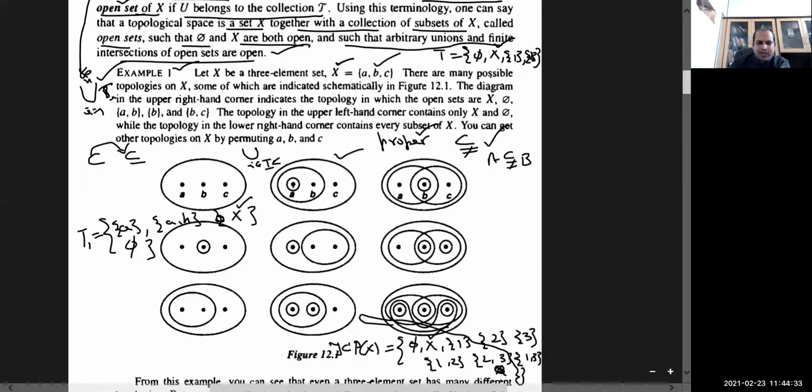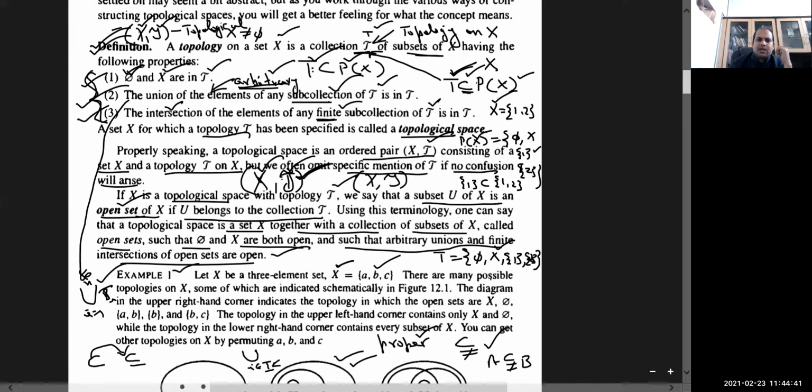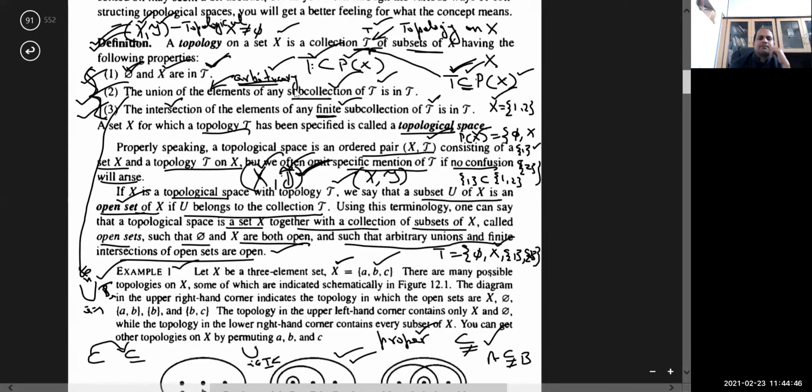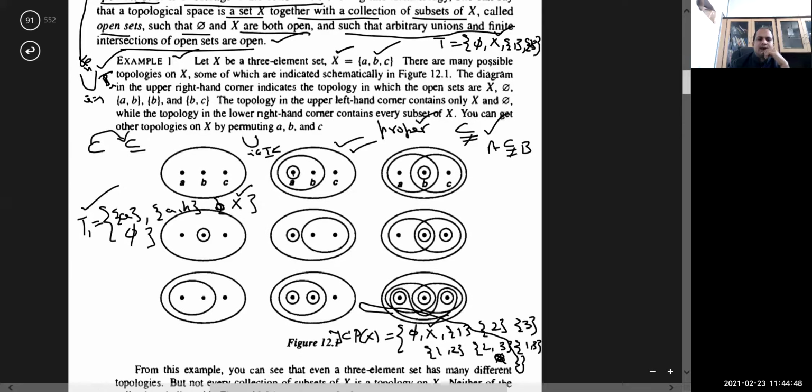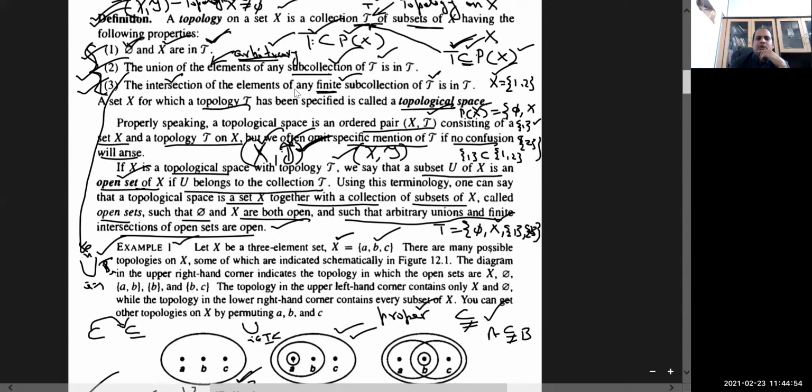Now my claim is that T1 is a topology. Yes, sir, this one is a topology. See, the first requirement is that if T is a topology, then phi and the full space X should be there. So you can see that phi and the full space X are there. First condition is true.